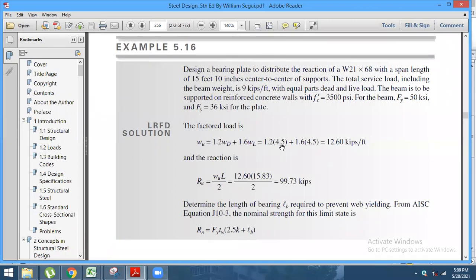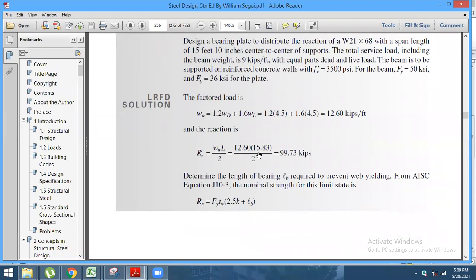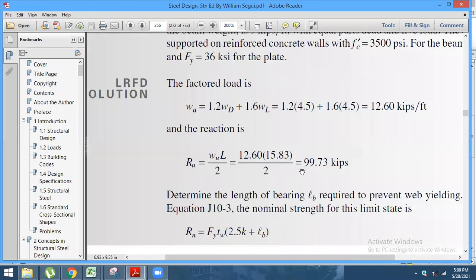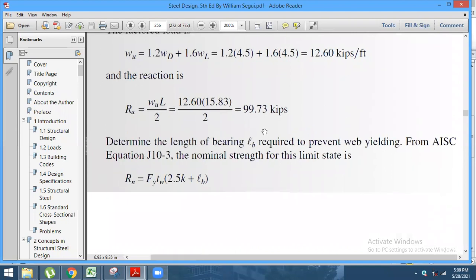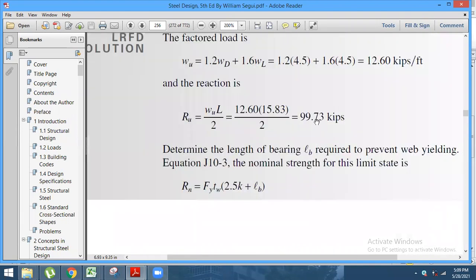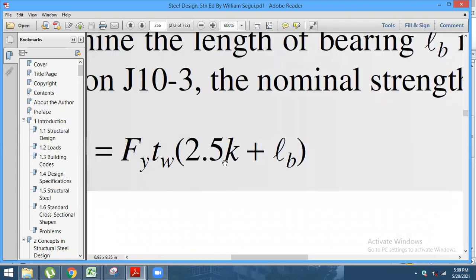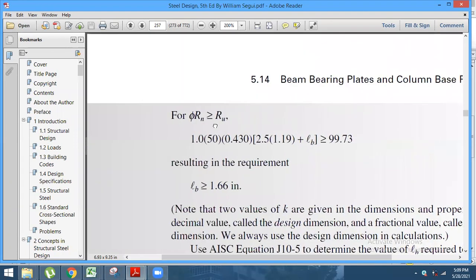So, meron tayong dead load 4.5 tsaka live load na 4.5 din. So, multiply natin siya sa length, yung uniform load na yun, yung 12.6, multiply natin sa length na 15.3 feet. Then divide natin ng 2 para makuha yung reaction sa support. Okay, so therefore, the force at the support will be 99.73 equals to Fy Tw times. Since support siya, ang consideration natin is 2.5K plus the LB. Okay, so ayan siya na.